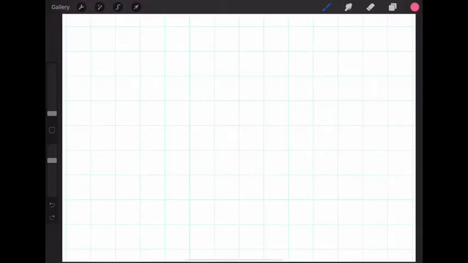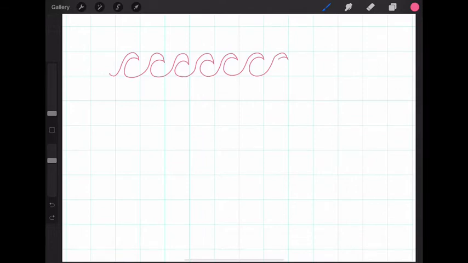In free motion quilting, there are basically about 5 shapes, and the swirl is made up of the C shape. So starting on a graph paper, you can just do this C shape over and over and over again by going around and back, and trying to make them as consistent as possible. The lines on the graph paper really help to do that.